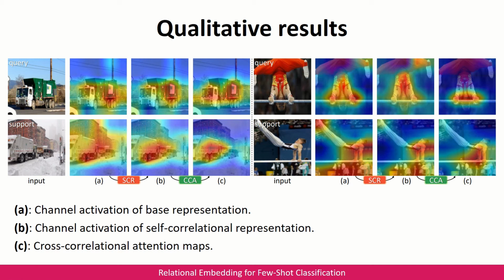We also provide qualitative results to study the effect of each module. The results demonstrate that the self-correlation representation module can activate relevant features within an image. For example, you can see the activation of a building behind the truck increases. The subsequent cross-correlational attention module generates a co-attention map that focuses on the common context between the query and the support. For example, you can see the athlete's hands holding the bars are attended in both images.